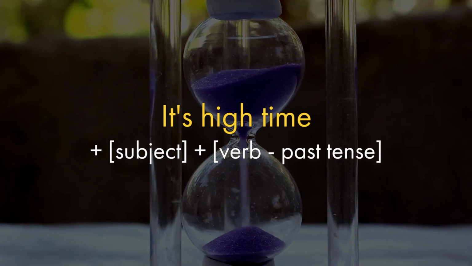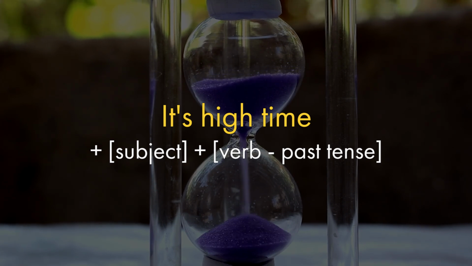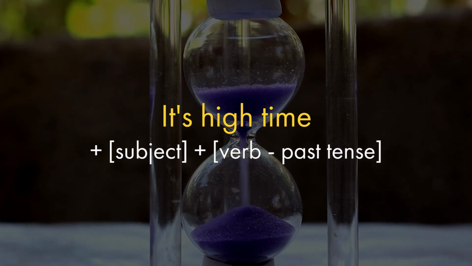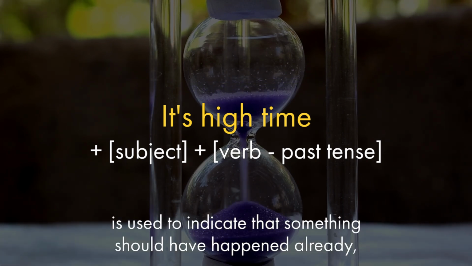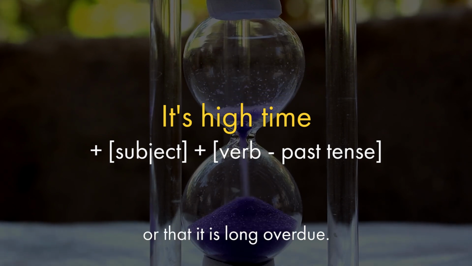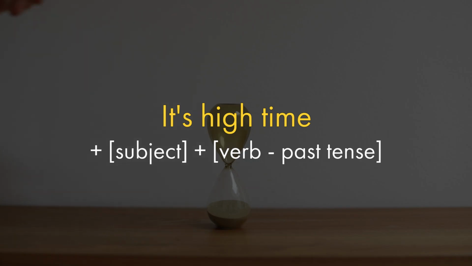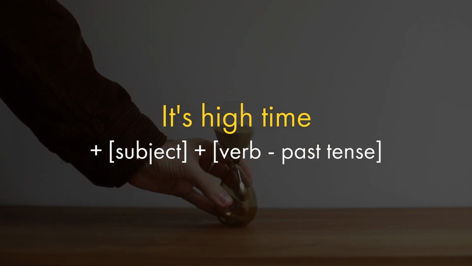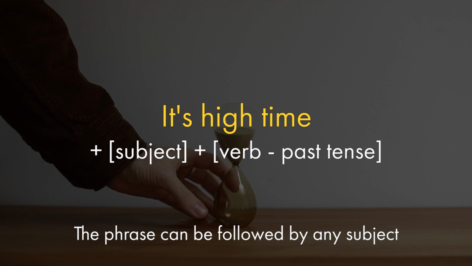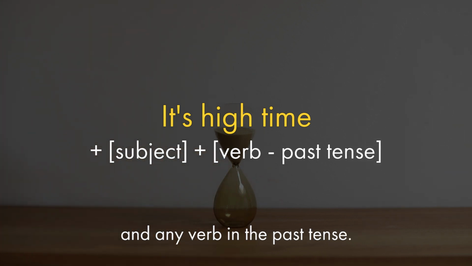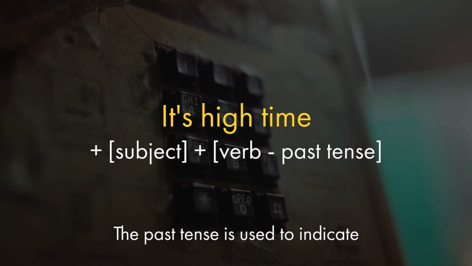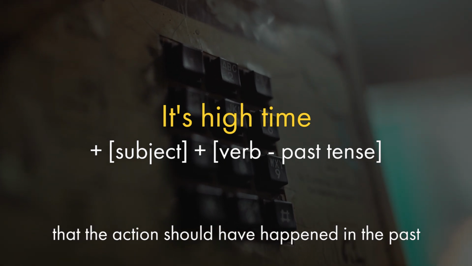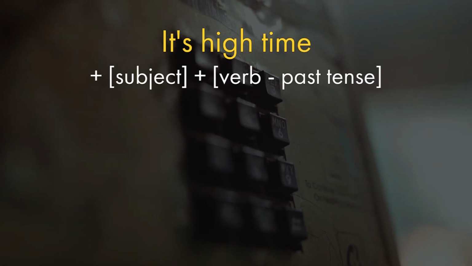It's high time plus subject plus verb in past tense. The phrase "it's high time plus subject plus verb in past tense" is used to indicate that something should have happened already, or that it is long overdue. It is often used to express a sense of urgency or necessity. The phrase can be followed by any subject and any verb in the past tense. The past tense is used to indicate that the action should have happened in the past, but did not.